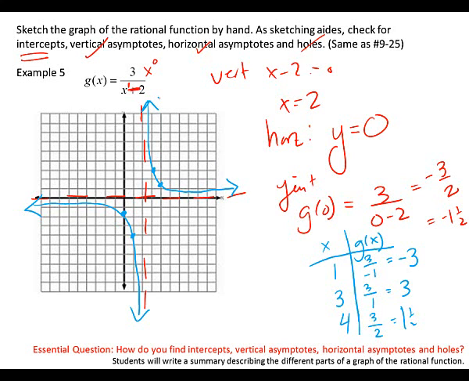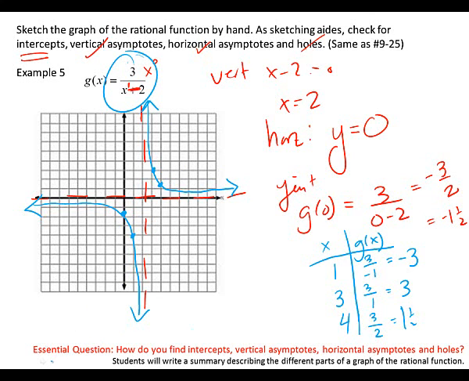What are you using to solve the x? To solve the x, I'm going back here into my original equation. And remember, I picked my x's by going to the values to the left of my asymptote and then values to the right. All right, we good with example 5?